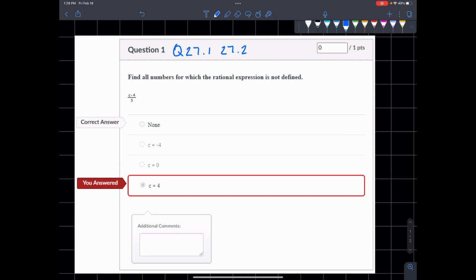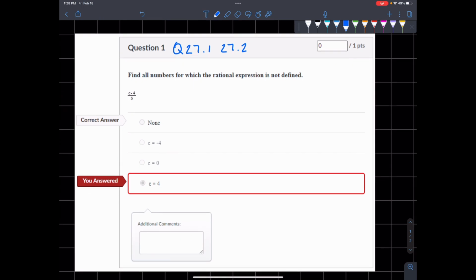Perfect. All right, last one here. It's question 1 of 27.1, 27.2. Find all numbers for which the rational expression is not defined. So any rational expression is not defined when the denominator of the expression is equal to 0. And in this case, it doesn't look like there's any value for c that would make the denominator equal to 0, because the denominator is always going to be equal to this 5 here. So in this case, there are no values that will make this rational expression not defined.